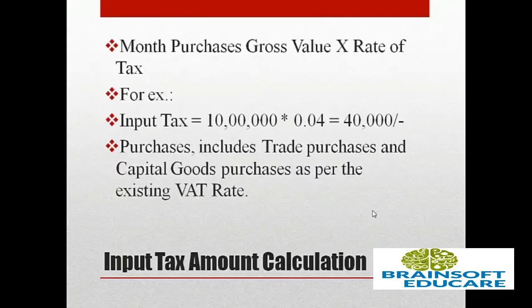Now let's see input tax amount calculation. Month purchases gross value x rate of tax. For example, input tax is equal to 10 lakh into 0.04, which is the tax rate. Then input tax will be 40,000. Purchases includes trade purchases and capital goods purchases as per the existing VAT rate. So input tax is amount into 0.04 is equal to 40,000.